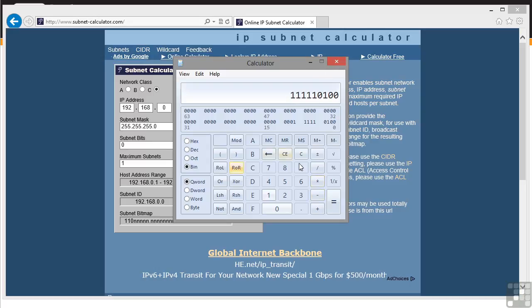Likewise, if I required smaller networks, maybe I only needed 60 hosts in each of my subnets, then I can see that I only need, for example, 6 bits dedicated to the host address portion.